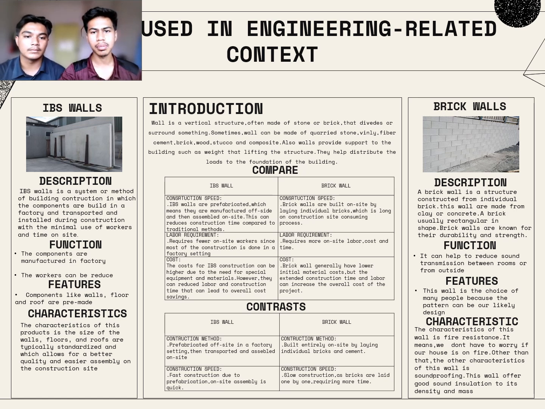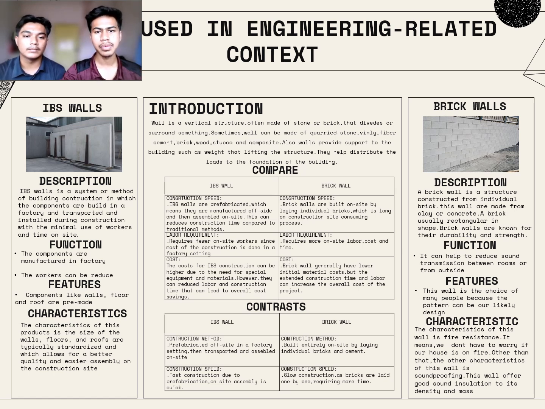Let's go and talk about the IBS wall first. The description: an IBS wall is a system or method of building construction in which the components are built in a factory and transported and installed during construction with the minimal use of workers and time on site. Next, we're going into the function of the IBS wall.